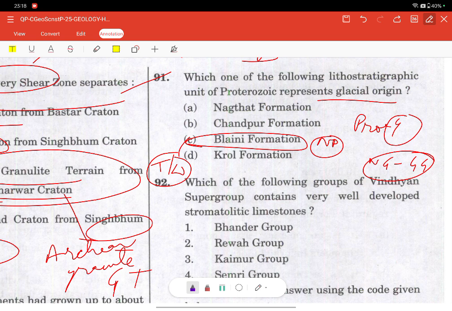Now it is correlated with Neoproterozoic snowball earth glaciation, and it represents one of the oldest preserved glacial records in India. So Blaini formation is the Proterozoic glacial unit.